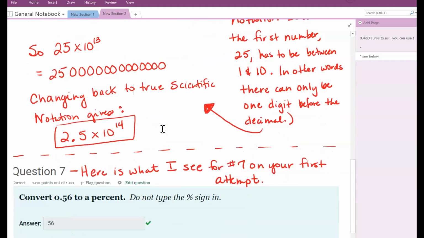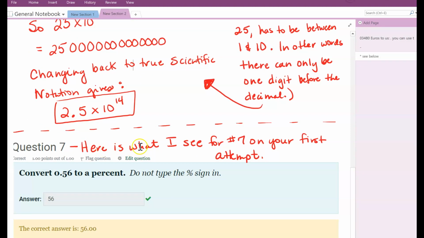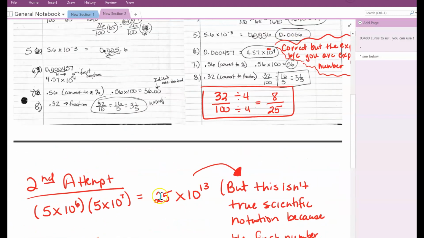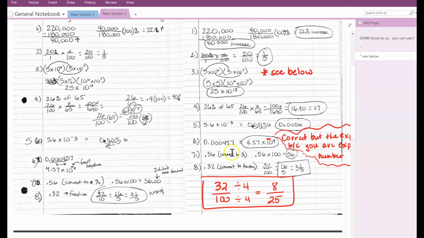I know there was some confusion about question number 7, so I included a screenshot. This is what I see on question number 7, and it is marking it correct. So I hope that maybe clears up the confusion. And then finally, I think you had a question about number 8.